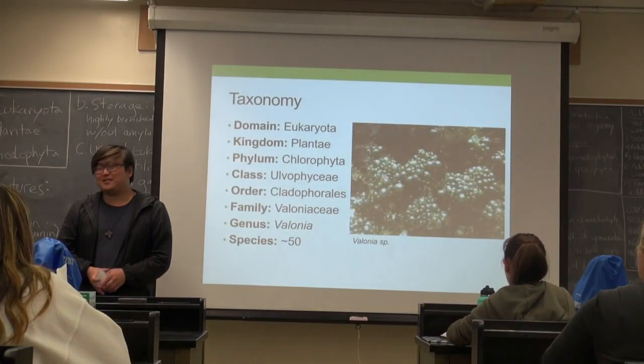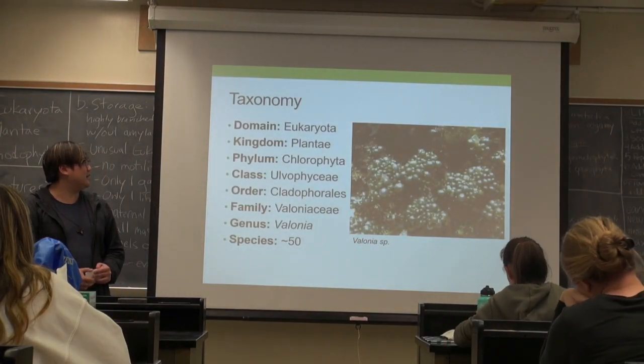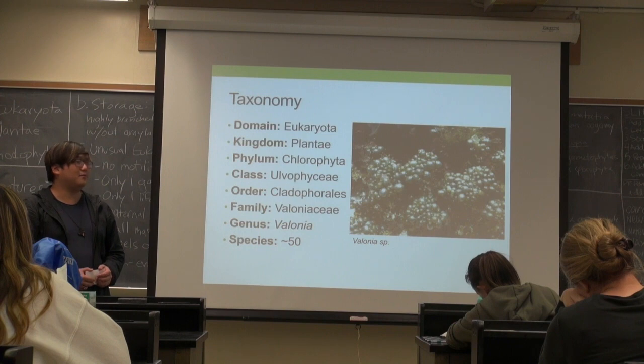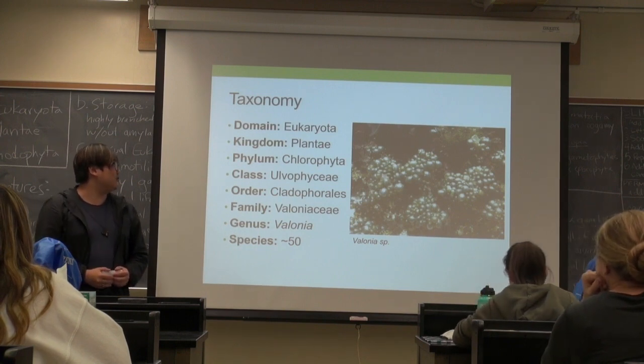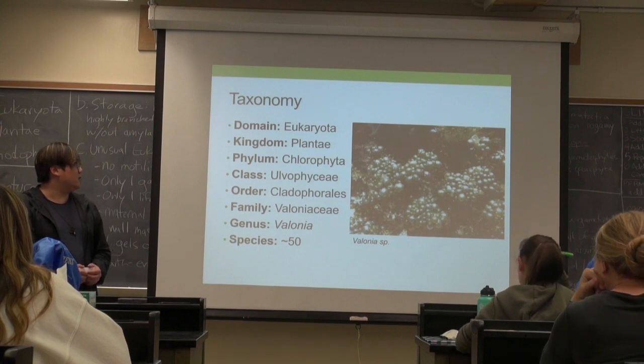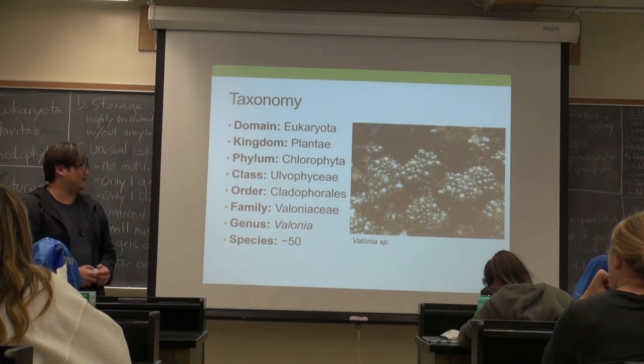So, for the basic taxonomy of Valonia, it is a eukaryote and a plantae as well. Its phylum is Chlorophyta, and class is also Ulvophyceae. Its order is Cladophorales, and its family is Valoniaceae, but it was previously under Siphonocladales.